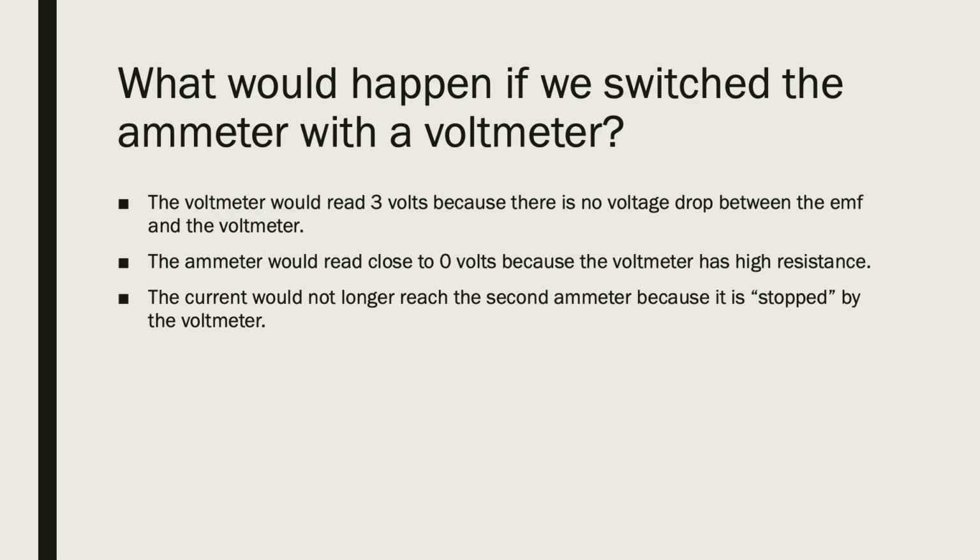What would happen if we switched the ammeter with the voltmeter? The voltmeter would read 3 volts because there is no voltage drop between the EMF, which is two 1.5 volt batteries, and the voltmeter. The ammeter would read close to 0 because the voltmeter has high resistance. The current would no longer reach the second ammeter because it is, quote-unquote, stopped by the voltmeter.